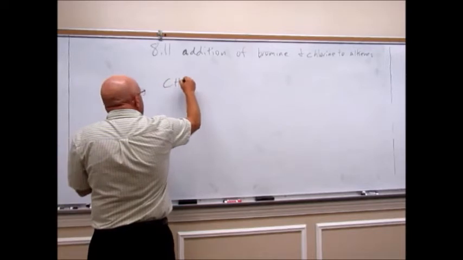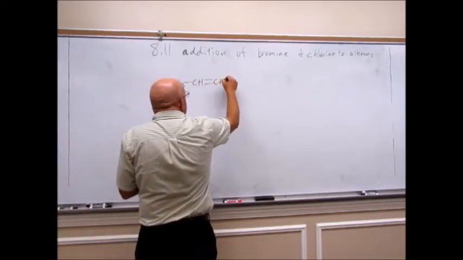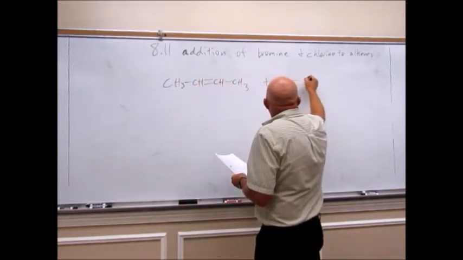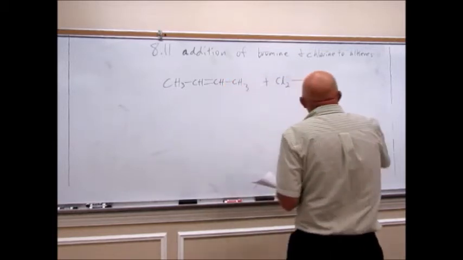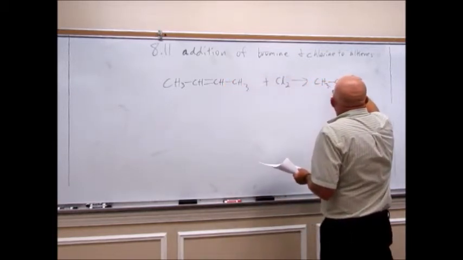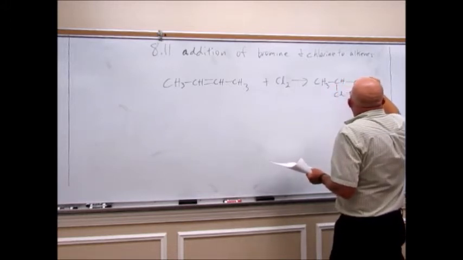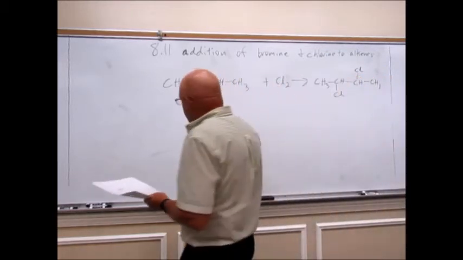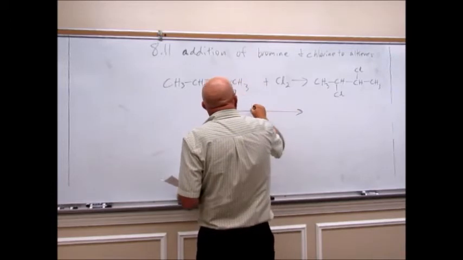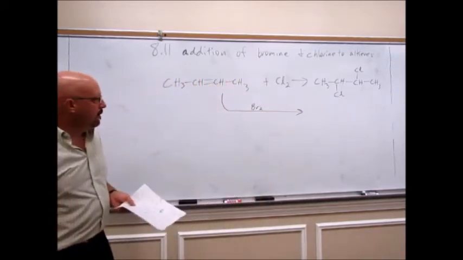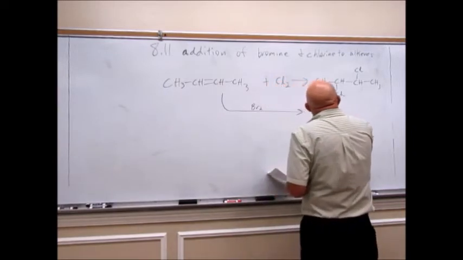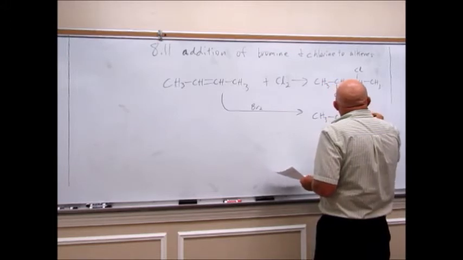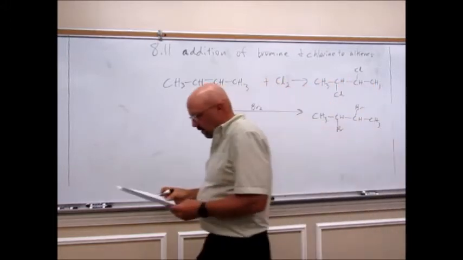So we're going to take an alkene, and we're going to add a chlorine molecule to this. And you get chlorine adding across that double bond. There's our product. We'll look at the mechanism here in a moment. You can do the exact same thing with a bromine molecule. You'll get bromine adding across the double bond.